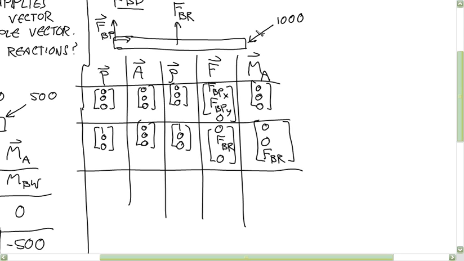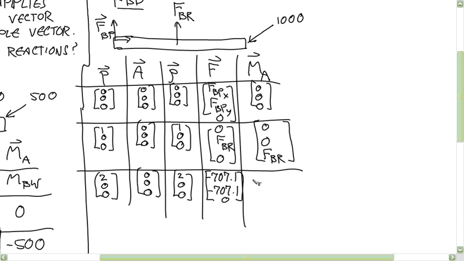And then last, this force on the end is applied at 2, 0, 0. The about point stays the same. The row vector is 2, 0, 0. The force is negative 707.1, negative 707.1, 0. And so that moment is 0, 0, negative 1414.2.